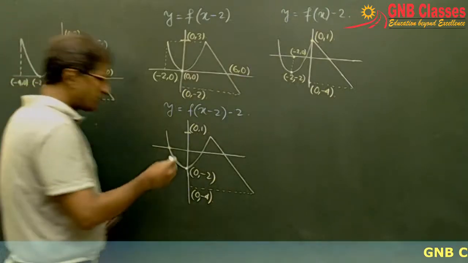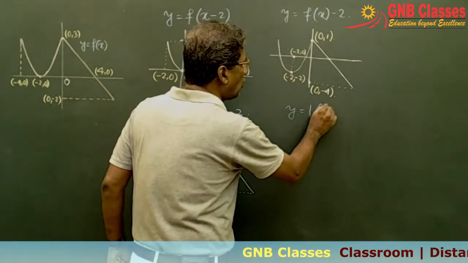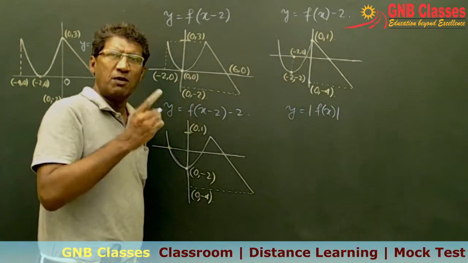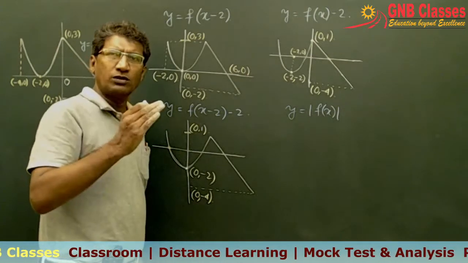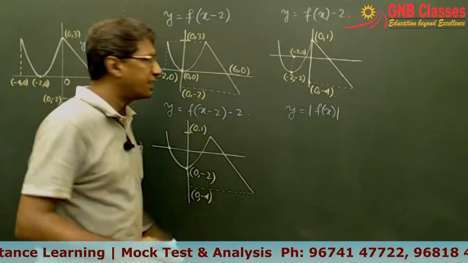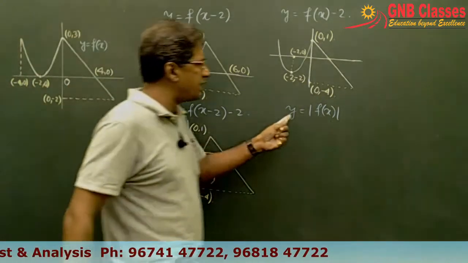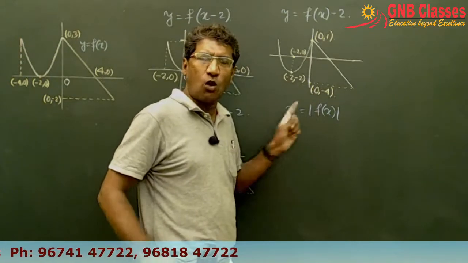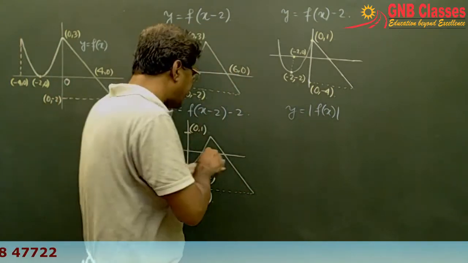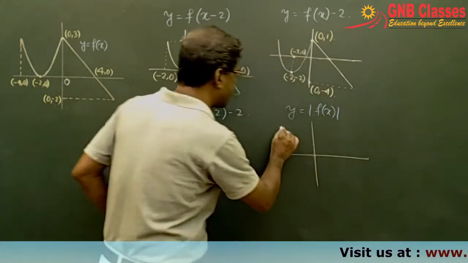Now the next transformation is y equals mod of f(x). For mod of f(x), can you remember what we have done? We put a mirror on the x-axis after drawing the basic curve. We know the basic curve. Now if we want to find the transformation y equals mod of f(x), all we will do is put a mirror on the x-axis and take its reflection. So the final, transformed graph will look something like this.